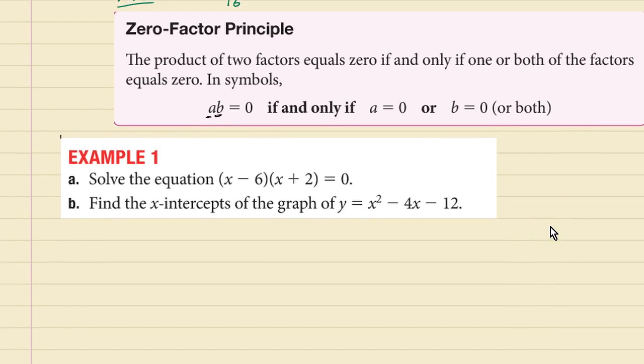Here's an exercise we're going to do. This is one you should try yourself, but I'm going to do it too. So to solve this equation means to find what values of x make it work, and according to the zero factor principle, a value of x that makes one of these factors zero. There's the factor x minus 6 and the factor x plus 2. Those are the two things that are being multiplied there. So what we want to do is see what values of x make either one of those equal to 0.